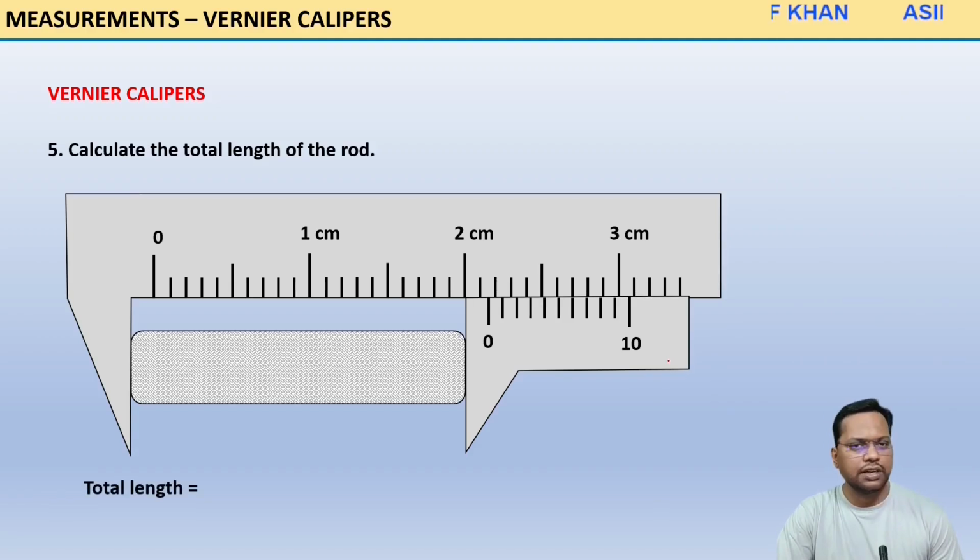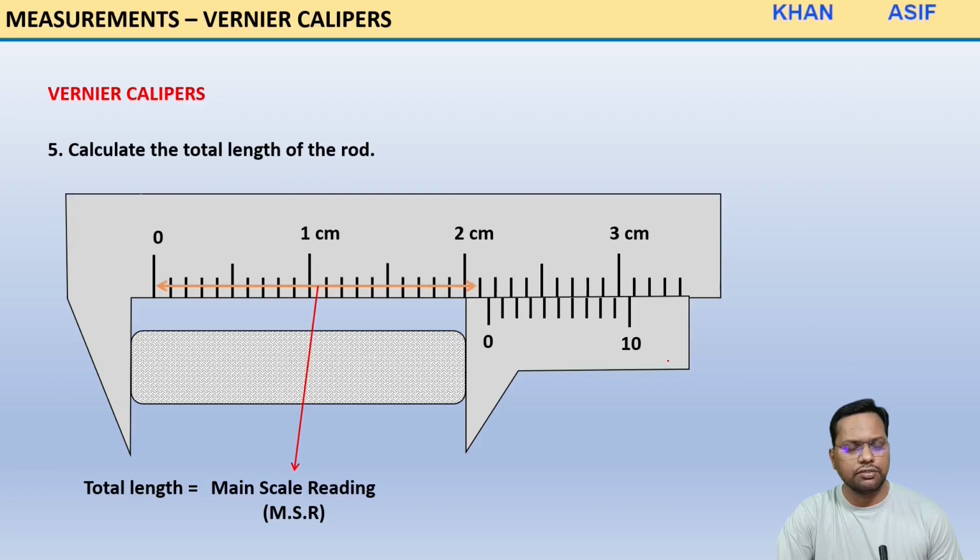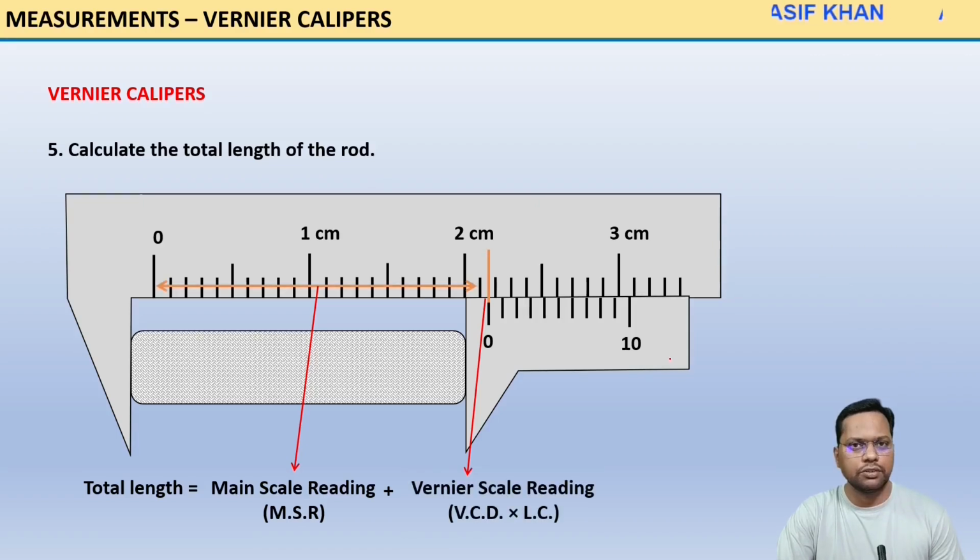That is, total length is equal to the main scale reading that we note down from the main scale plus the Vernier scale reading. That is the part, a small gap between 2.1 and 0, and that is calculated by using the Vernier coinciding division into the least count.